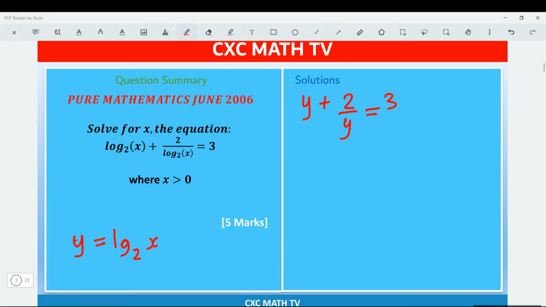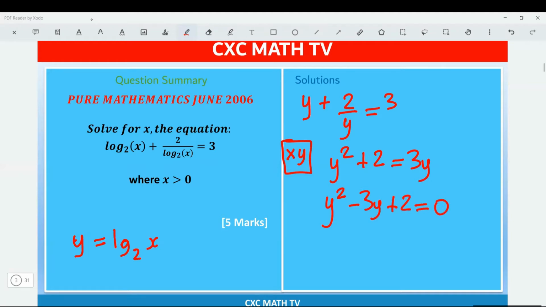So then we can multiply through by y. And so this equation is going to become y squared plus 2 is equal to 3 times y. We can then bring over the 3y to the left-hand side. So the equation becomes y squared minus 3y plus 2 equal to 0.